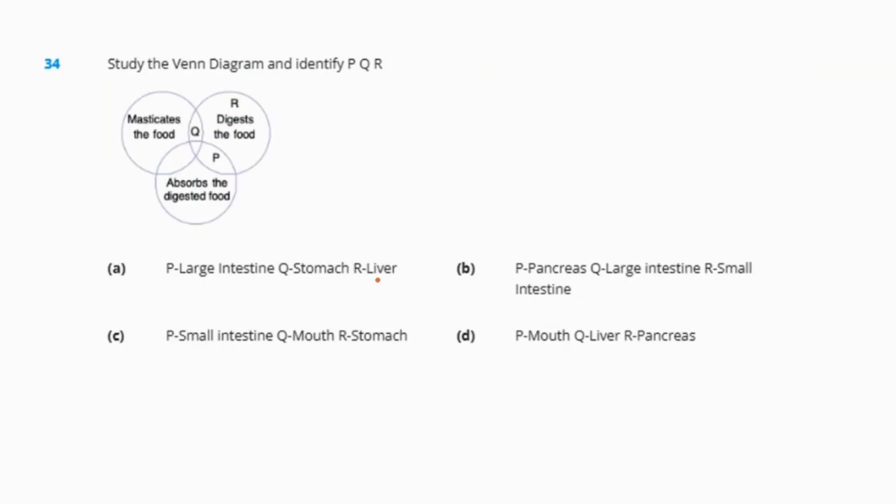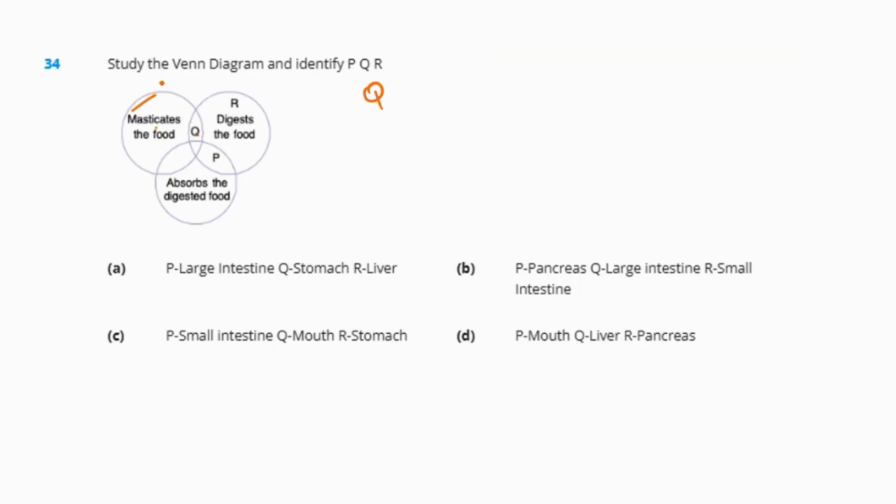Next one, study the Venn diagram and identify P, Q, and R. So here, when you see this Venn diagram, you can see that here we have three things, that is three organs, right? P, Q, and R are there, right? So here we can see that Q is like the food which is masticated and also digested, right? Yes, Q only both. Q is in between this masticating.